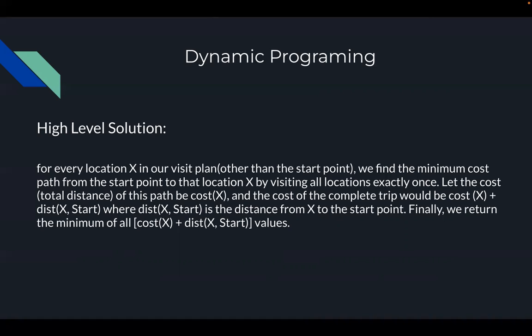Let the cost of the path be cost X, and the cost of the complete trip would be cost X plus the distance from position X to the start point. So finally, we return the minimum of all the cost X plus distance X to start point values.